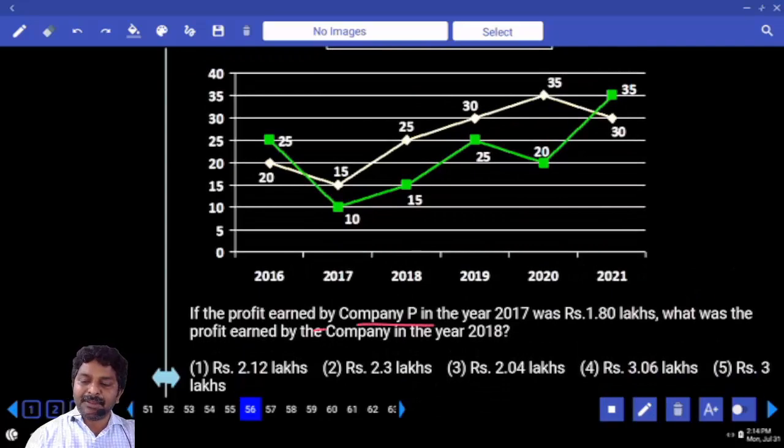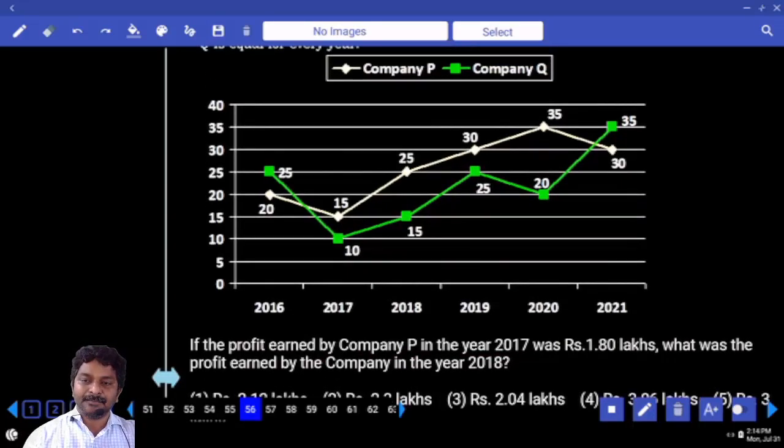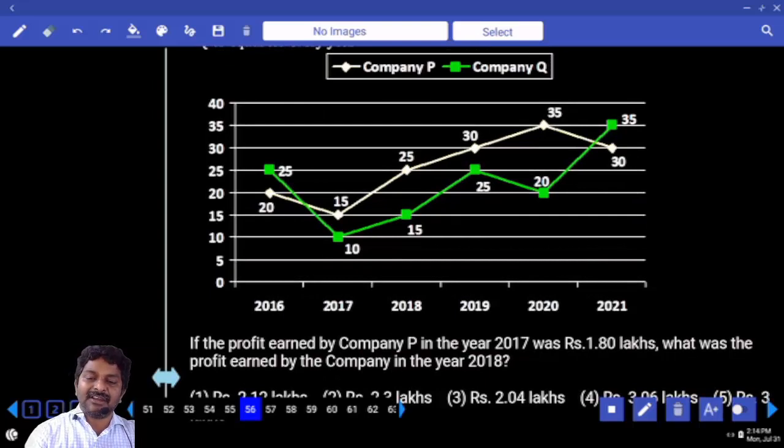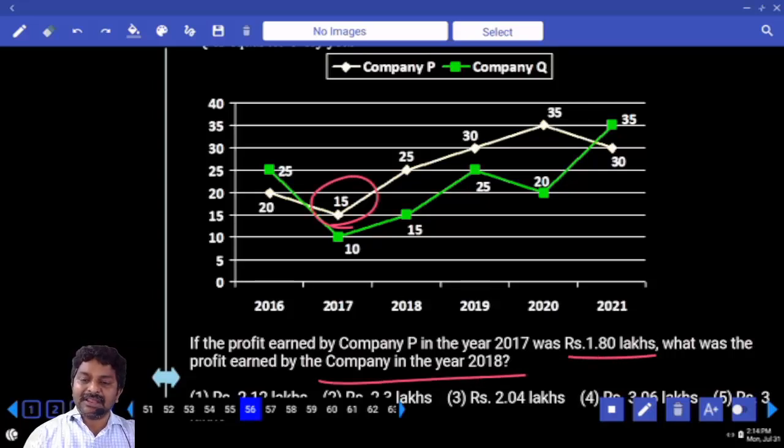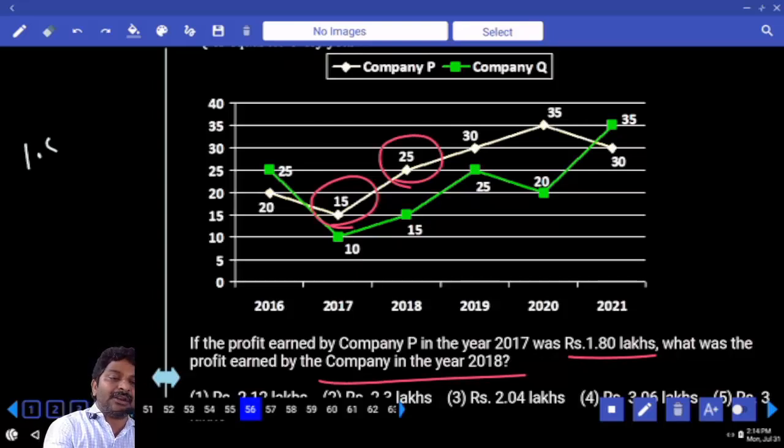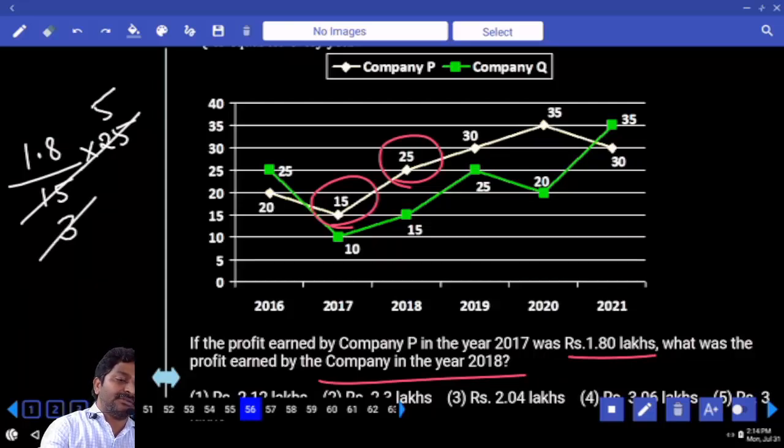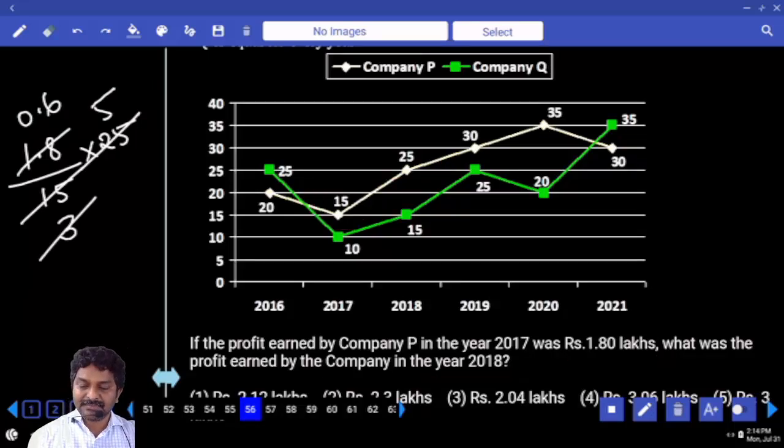If the profit earned by company P in 2017, P is which color? White. 2017, white color, 15%, which is 1.8 lakh. What was the profit earned by the company in the year 2018? 2018, what percent is that? 25. That means 1.8 lakh is 15% only. 1% is 1.8 by 15 and we want 25%, that is into 25. Is that okay? Right. 5, 3 times, 5 times, 0.6 times 5, 3 lakhs.